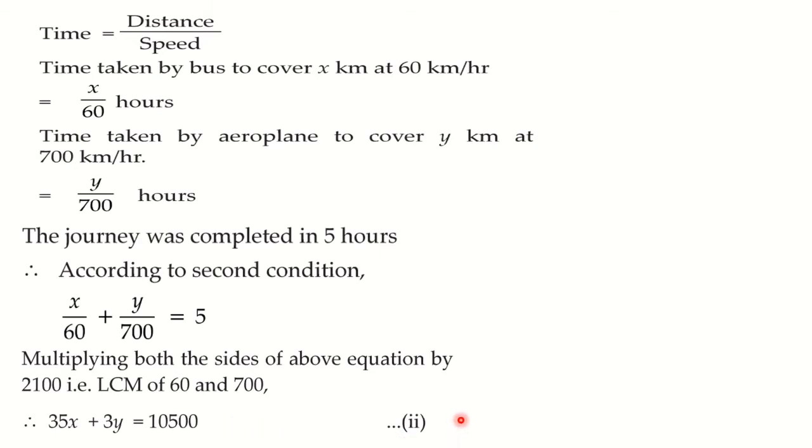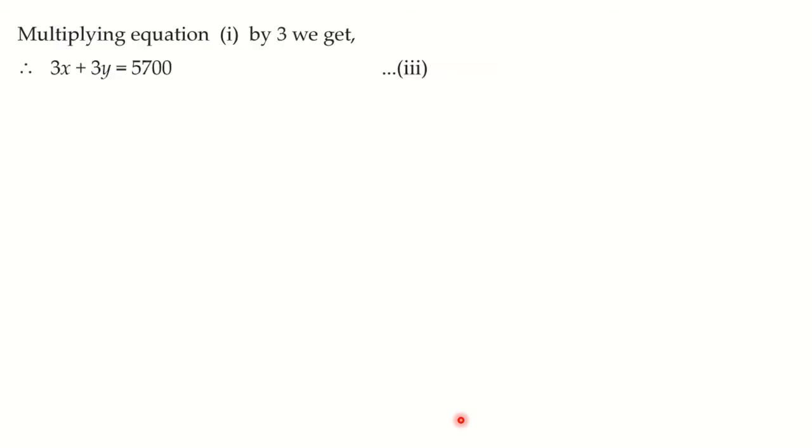Now see, the first equation was x plus y is equal to 1900. And here it is 35x plus 3y is equal to 10,500. So we have to multiply the first equation by 3. So it is multiplied here, and we got the new equation: 3x plus 3y is equal to 5700.